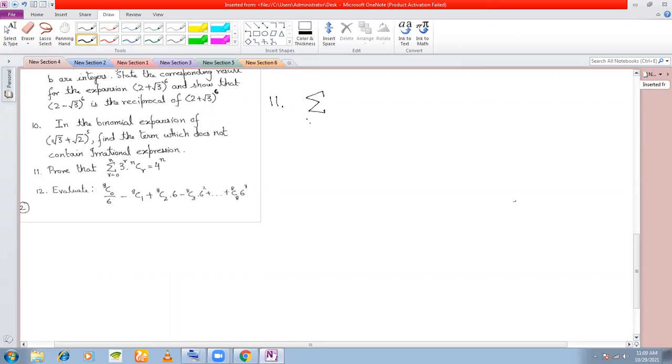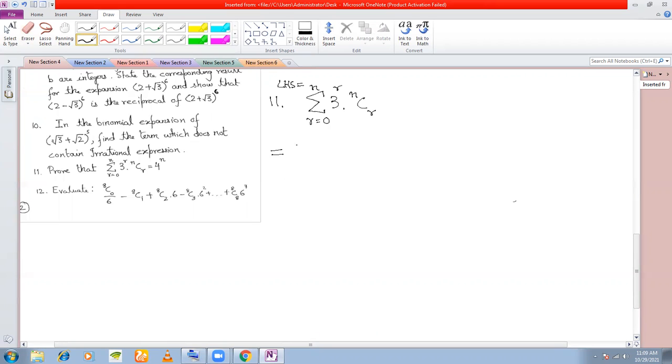Given here is the summation r equal to 0 to n of 3 to the power of r into nCr. We need to show that this, let's call it the left hand side, is equal to 4 to the power of n.